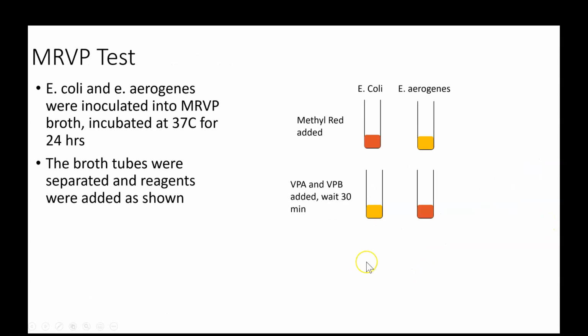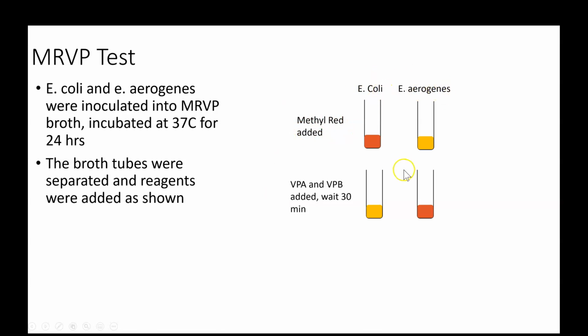If we look at these two tests, here's what we would have done in class. We can take two different bacteria, Escherichia coli and, I think this is Enterobacter aerogenes. They were inoculated into the MRVP broth and incubated for a certain period of time. Then you separate the broth tube so that you can do your two different tests, the methyl red and the Voges-Proskauer test, and you can see the results here. So when we add methyl red to E.